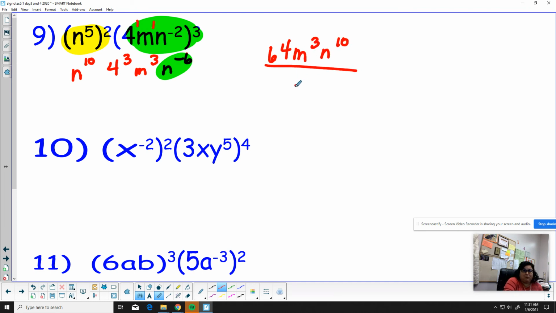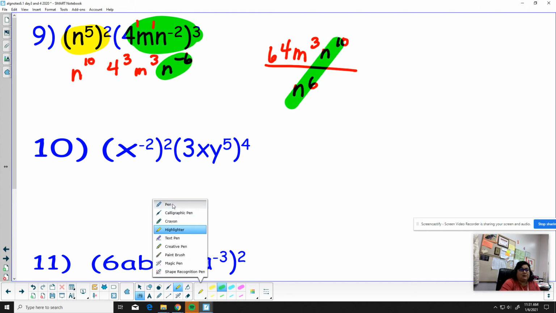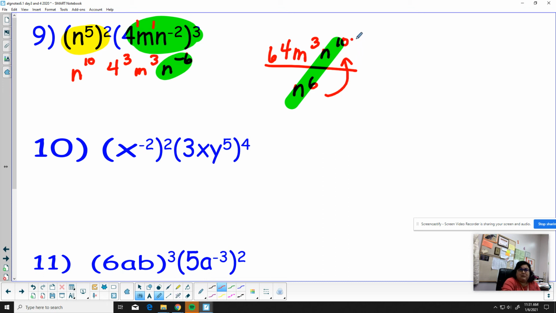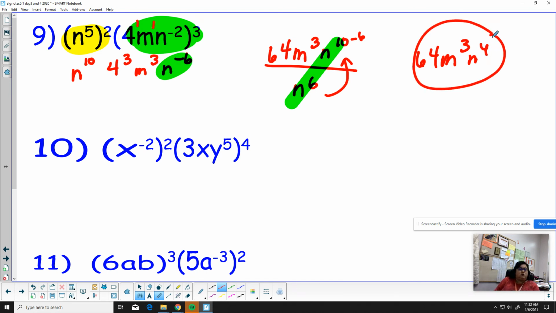I like them in ABC order also. And then these two have the same base, so they can be divided. And I go up top to do that because there's more up there. So that's 10 minus 6. So 64, m to the third, n to the fourth is my answer there. You try 10 and 11 and see if you can get those right. Give it a press pause and try them, and then I'll go through and work them out too.